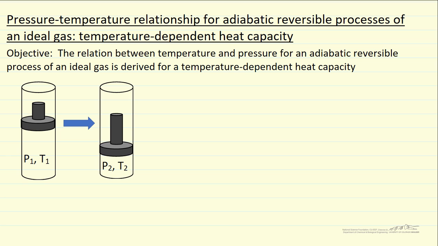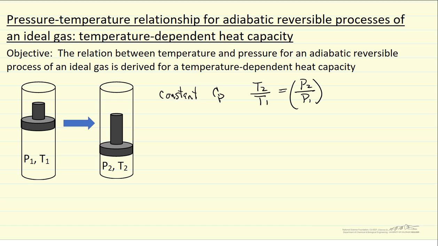Well, in another screencast, we show that if we have a constant heat capacity, Cp, then temperature 2 over temperature 1 is related to pressure 2 over pressure 1 raised to R over Cp. So the question is, if we don't have a constant heat capacity, then what is the appropriate equation?